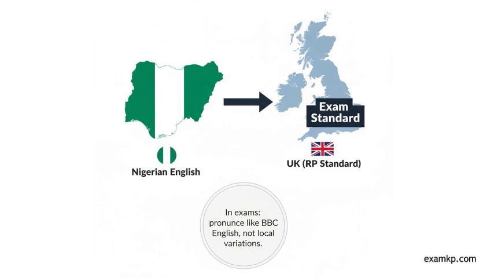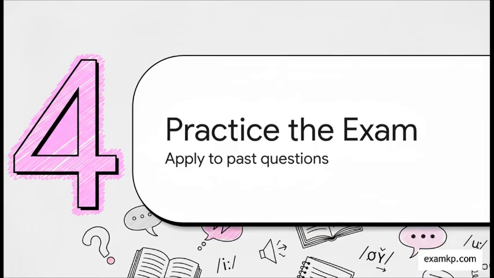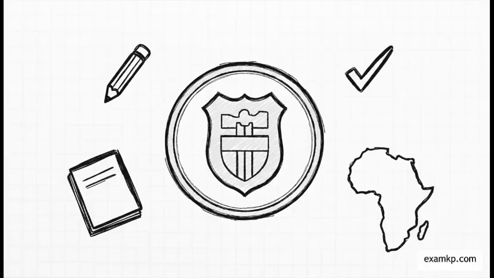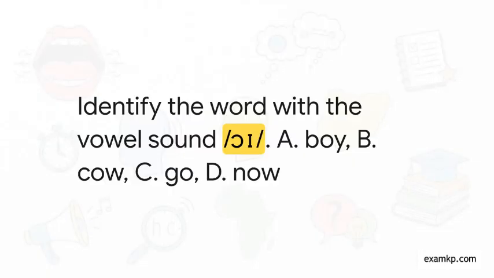Okay, theory is one thing, but points are scored in the exam hall, right? So let's apply this knowledge directly to some past questions and see exactly how it works in practice. First up, we've got a question from the West African Examinations Council. This one is from 2018. So it asks you to identify the word with a specific vowel sound.